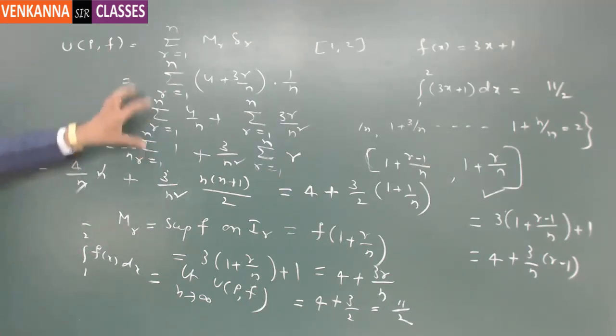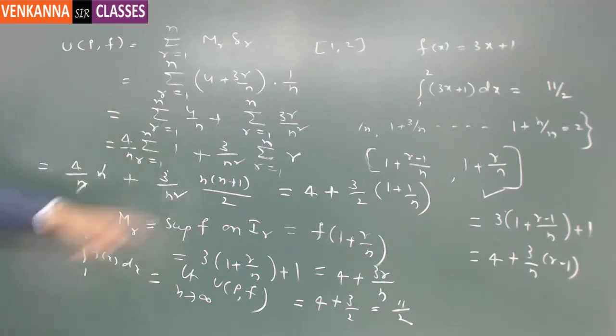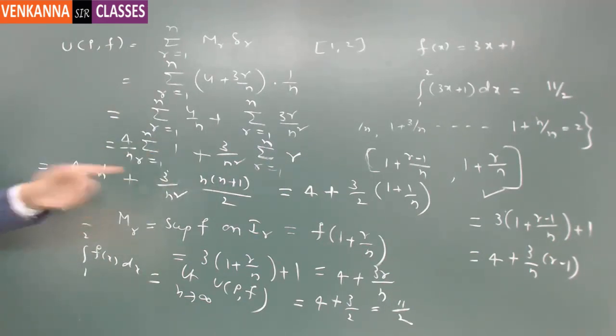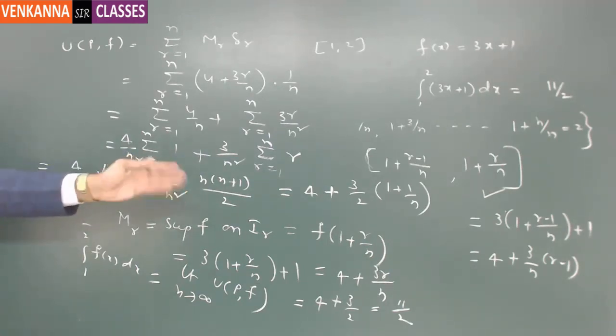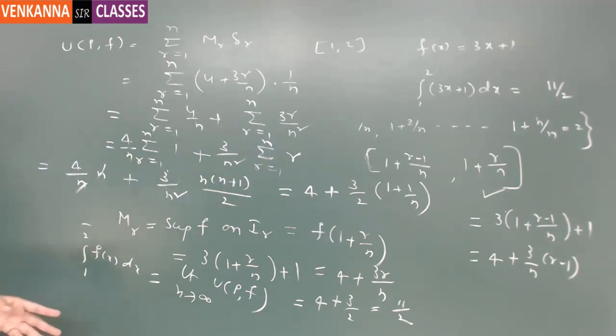So lower sum and upper sum are almost equal. Only the symbol will vary there. Here you will get 4 plus 3 by 2 into 1 plus 1 by n. In lower sum you will get 4 plus 3 by 2 into 1 minus 1 by n. That is the only modification. And the limit value will give the same number, 11 by 2 and 11 by 2.